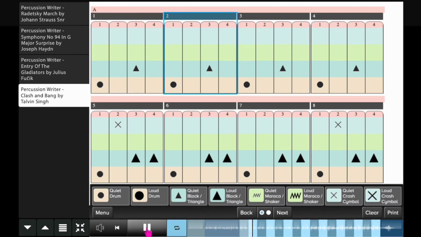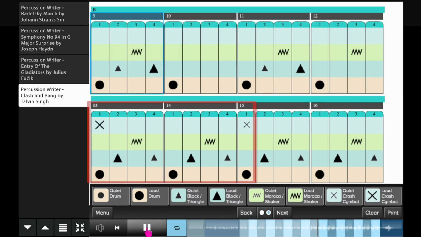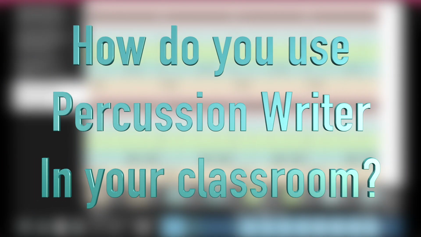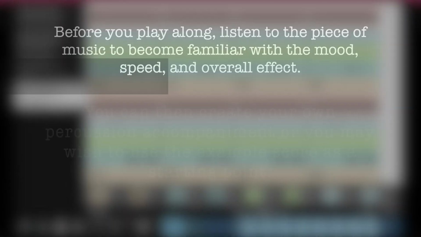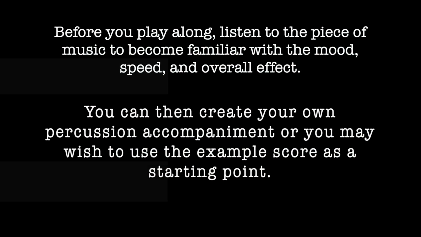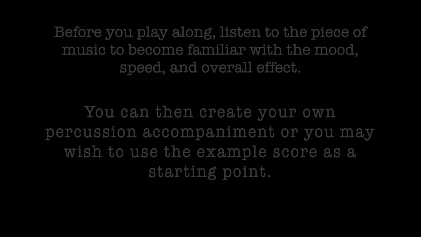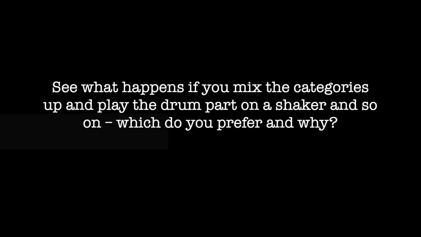Here's an example of this song where the instruments gradually get louder because we added louder sounds and we layered them. How to use this in your classroom. Here are some ideas to use Percussion Writer in your elementary music classroom. 1. Before you play along, listen to the piece of music to become familiar with the mood, speed, and overall effect. You can then create your own percussion accompaniment, or you may wish to use the example score as a starting point. 2. See what happens if you mix the categories up and play the drum part on the shaker and so on. Which do you prefer and why?